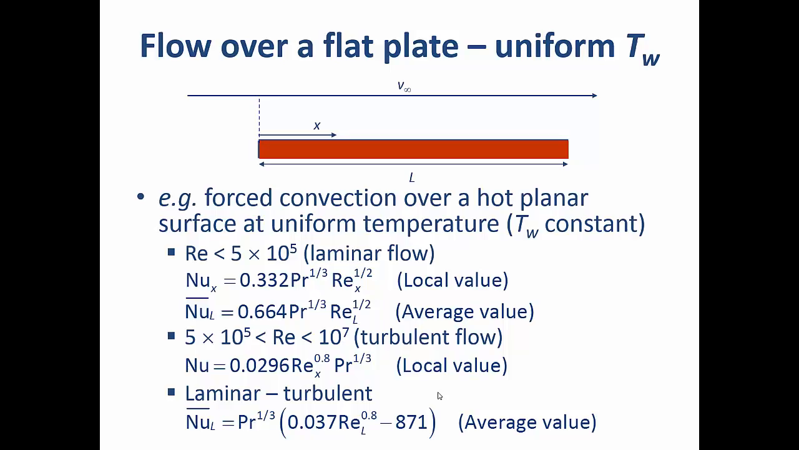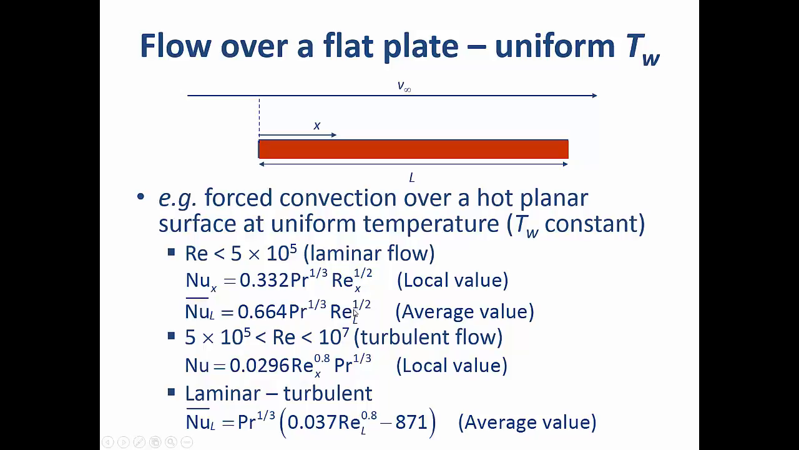So as an example, for forced convection over a hot planar surface at a uniform temperature, if you're in a laminar flow condition, then the local Nusselt number will be given by 0.332 times the Prandtl number to a third times the local Reynolds number, so this is the Reynolds number at a particular distance along the plate, to a power of a half. Or if you averaged over the entire plate, then the average Nusselt number will be given by 0.664 times the Prandtl number to a third times the Reynolds number for the entire plate to the power of a half.